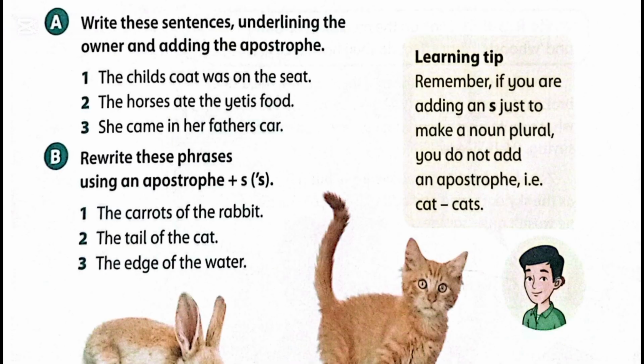On this page there is also a learning tip. Remember, if you are adding an S just to make a noun plural, you do not add an apostrophe. So whenever you make the plural of anything, you don't need to put an apostrophe there. You just put the letter S, like cat, cats. You make the plural here. When you show possession, then you add the apostrophe and then the letter S. So here the grammar part of this chapter is completed.